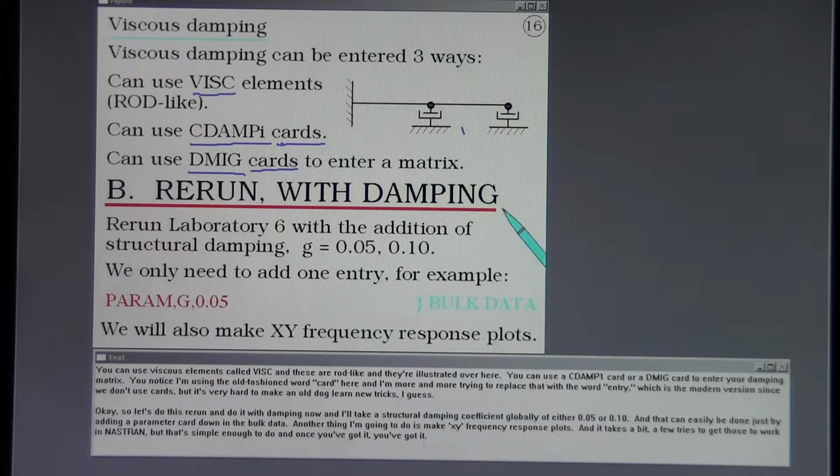Okay, so let's do this rerun and do it with damping now. And I'll take a structural damping coefficient globally of either 5/100ths or 1/10. And that can easily be done just by adding a parameter card down in the bulk data. Another thing I'm going to do is make XY frequency response plots. And it takes a few tries to get those to work in Nastran, but that's simple enough to do. And once you've got it, you've got it.